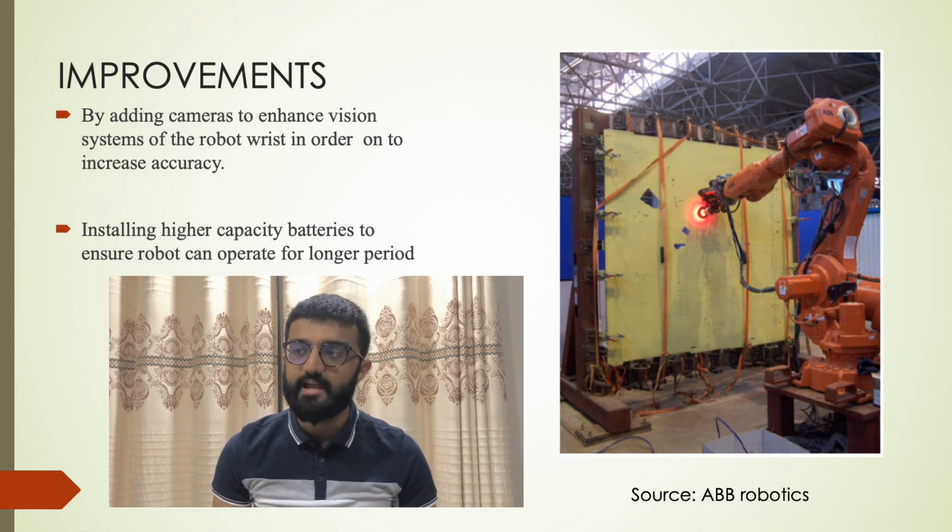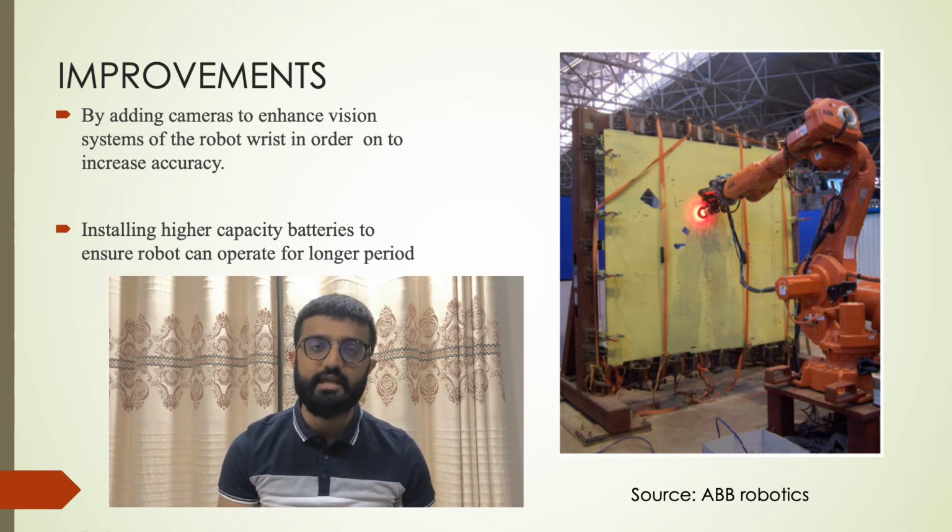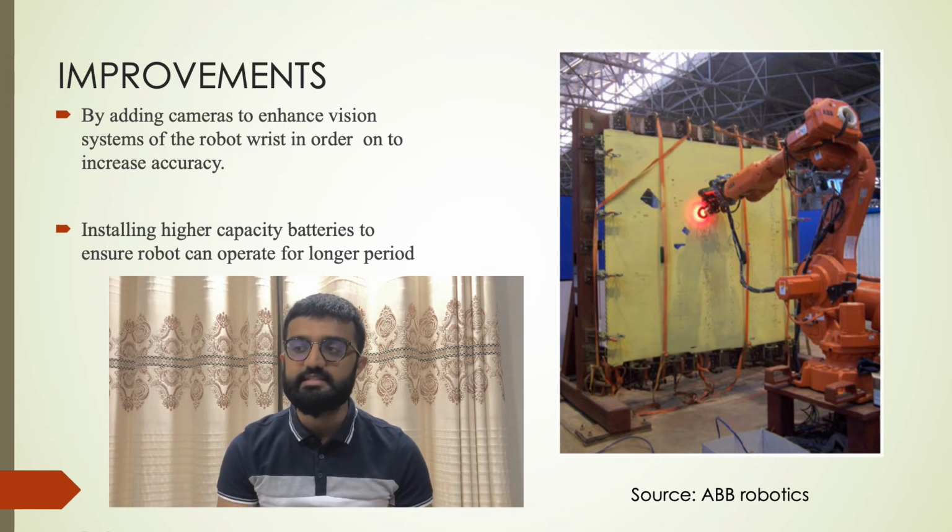In my case, I believe by adding cameras onto the end effector, it will enhance the vision systems of the robot wrist and increase accuracy. Also, however, installing higher capacity batteries to ensure robot can operate for a longer period.